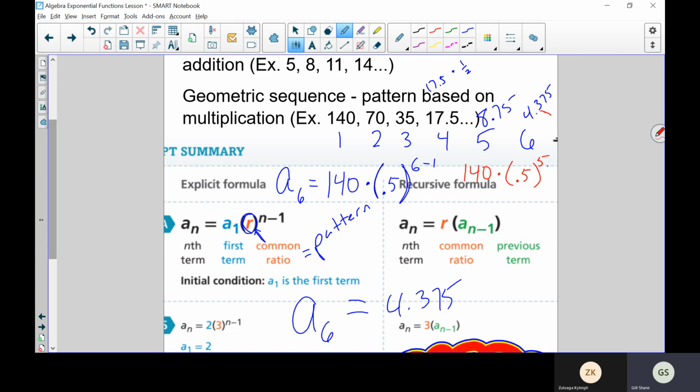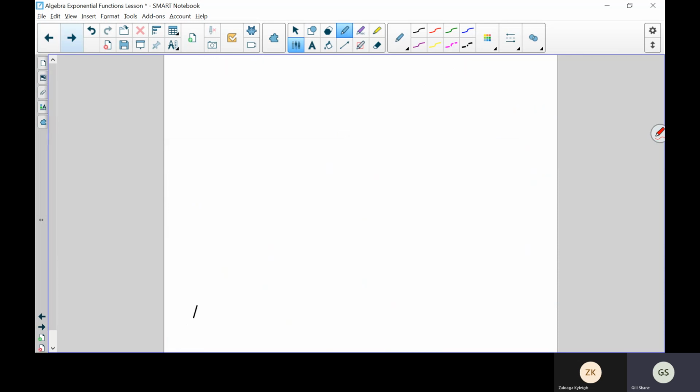You might just tell me, what is the B value? What is the A value? What does A to the 6th mean? All of those are fair game. So hopefully you got a decent understanding of that.